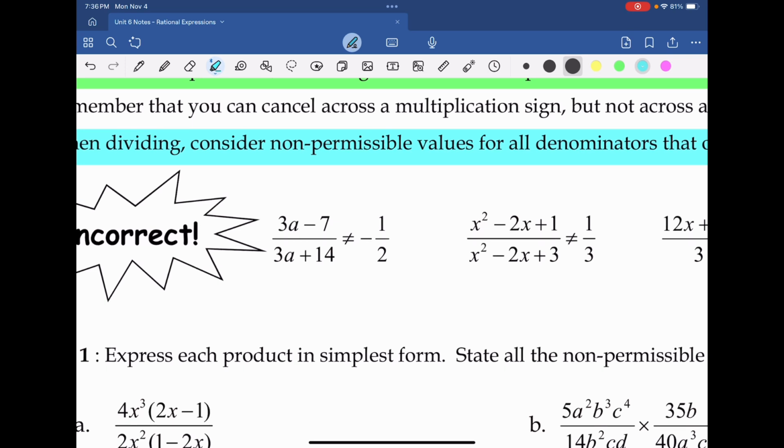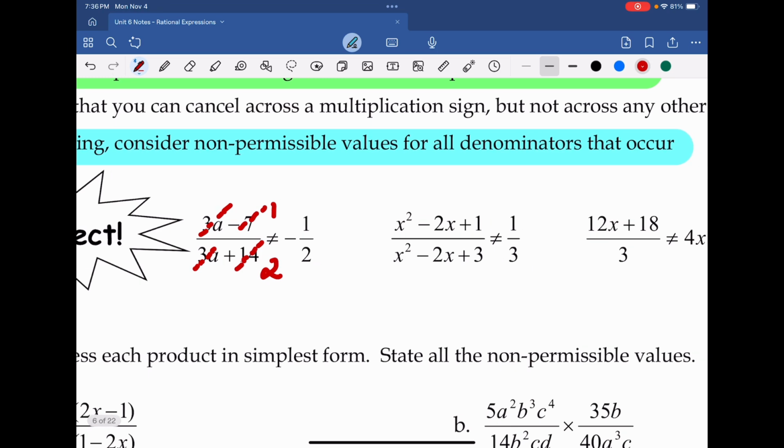Now, something to point out here is that some of you might be tempted to do this within these sorts of units. You might say, well, okay, if I'm given the rational expression 3a minus 7 over 3a plus 14, let's just cancel those 3a's because they're the same, and let's just cancel 7 and 14. We can make this 1 over 2, and because there was a negative, it's negative 1/2. No, that is not correct. This is totally incorrect. So we cannot do this.